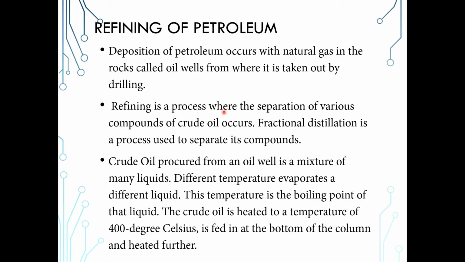Refining is a process where various compounds are separated from the crude oil. It is a separation, like the filtration of all those compounds which are mixed with the crude oil. Refining is mostly done by fractional distillation, a process used to separate the compounds, where we allow the column to heat in degrees. We will discuss the process in more detail in the diagram on the next slide.